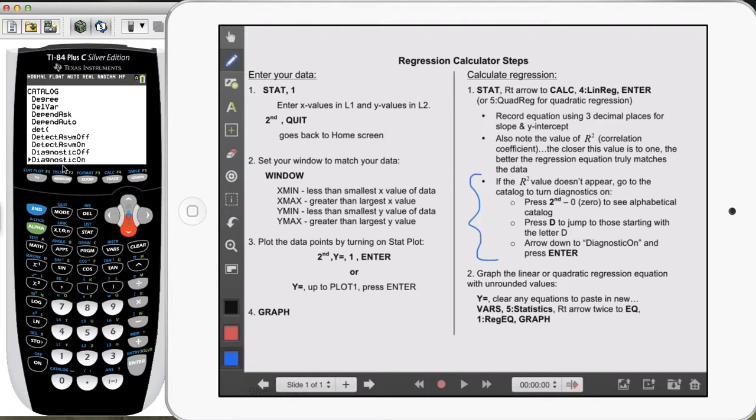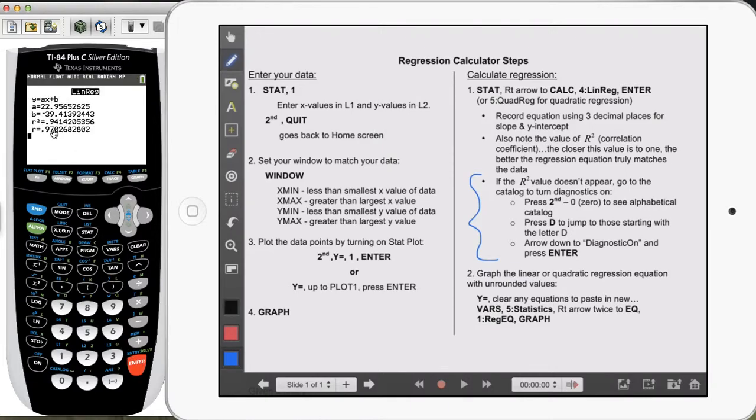Okay, there you go, diagnostic on. Press enter again until you see the word done. It means your diagnostic is on now. Now, let's go to stat again. And now, remember when you want to find the linear regression, what do we do? We move on to calc, and then we press number 4, and this will give us our linear regression, okay? So keep pressing enter until you get to the equation.